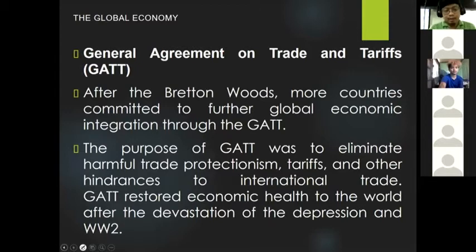Kapag naman na patunayan ng World Trade Organization na yung isang bansa ay merong trade abuse, meron siyang violation in terms of world trade, meron silang binibigay na sanctions doon sa bansa. One example is yung pagbawas ng restriction in terms of trades na pumapasok or produkto or imported goods na pumapasok doon sa isang bansa.